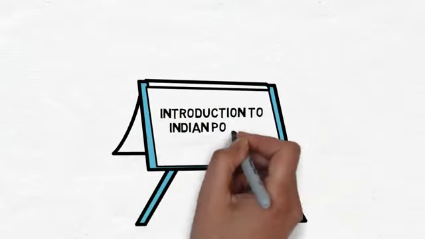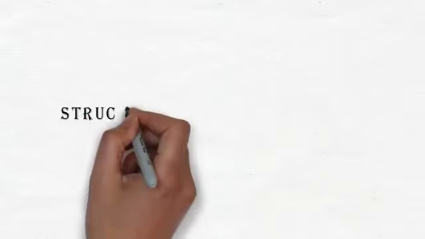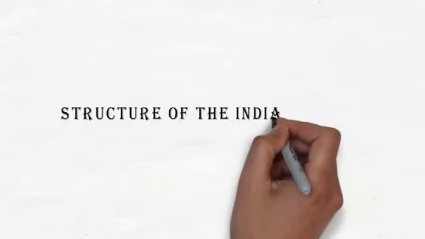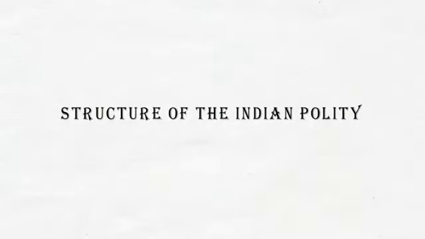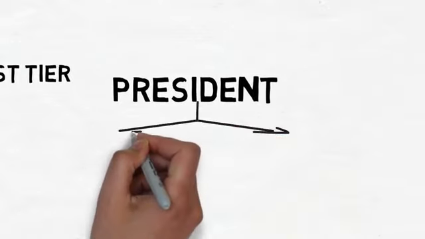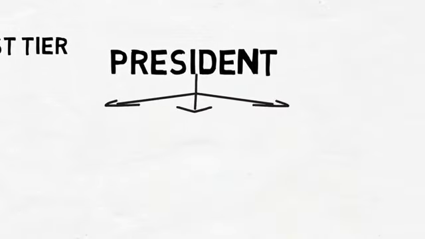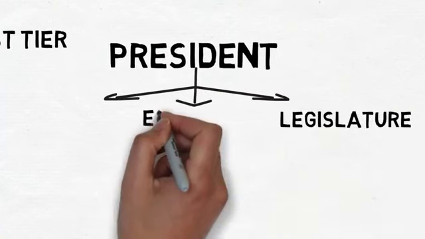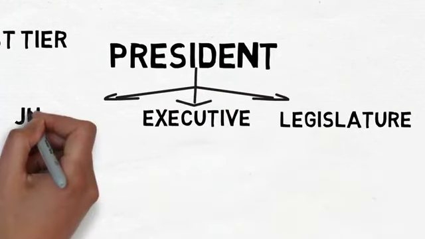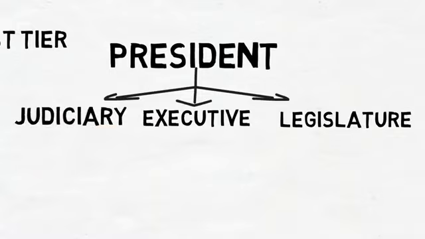To understand the Indian polity, we must first try to understand the structure of Indian polity. Let's first look at union level or the first tier of governance. At the top is the President of India. Below the President, there are three separate organs, namely the legislature, the executive, and the judiciary. The President is the head of the Indian state.